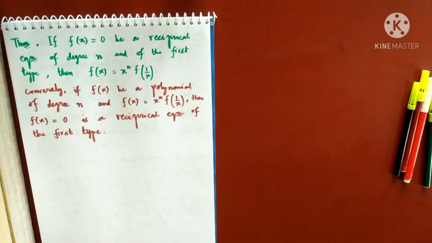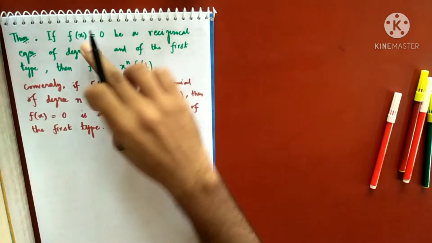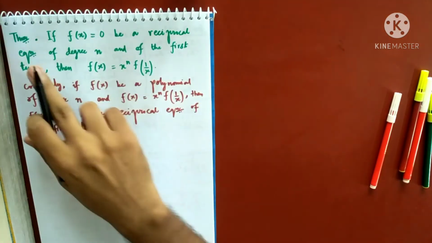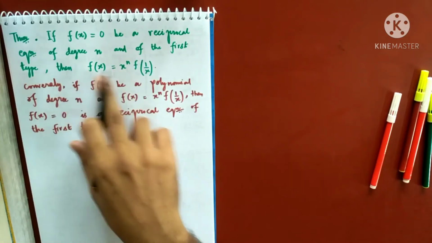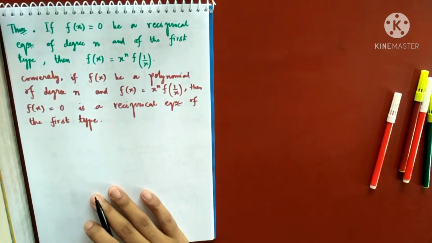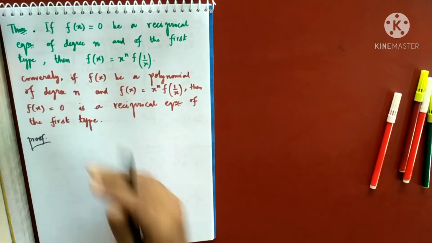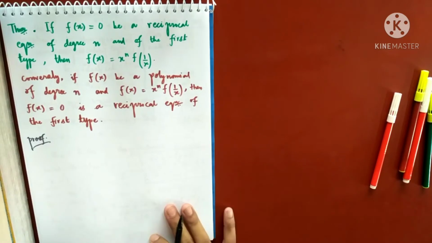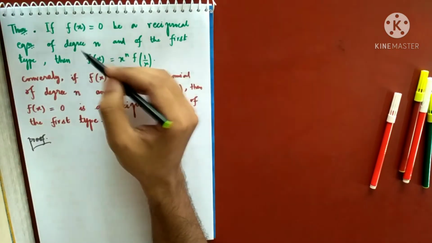So the proof is extremely simple. I'll do the proof. Okay. So first we will assume f(x) is a reciprocal equation of degree n and of the first type, then we'll prove this. So let's prove the first statement. The proof goes like this, just using the definition and logic. Okay, so let me write all those things.